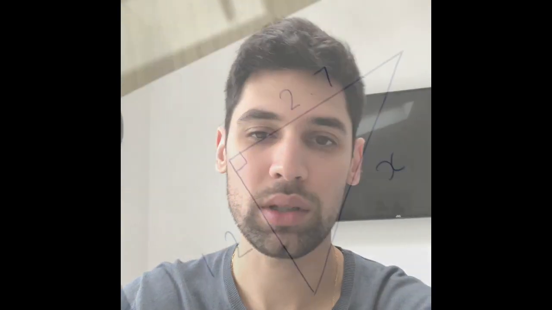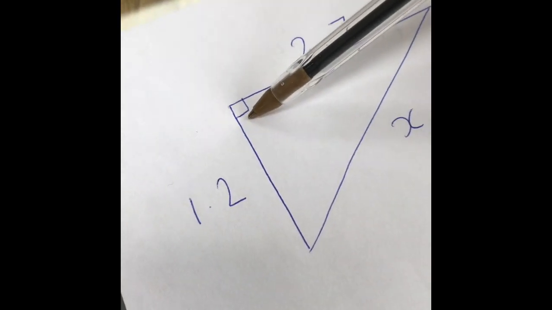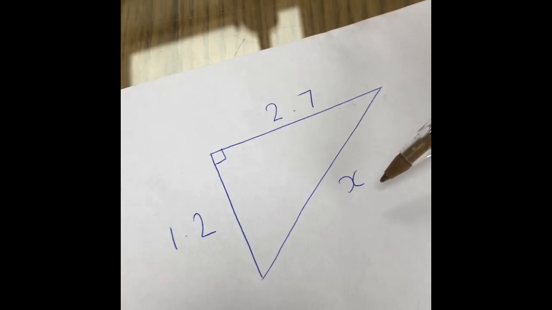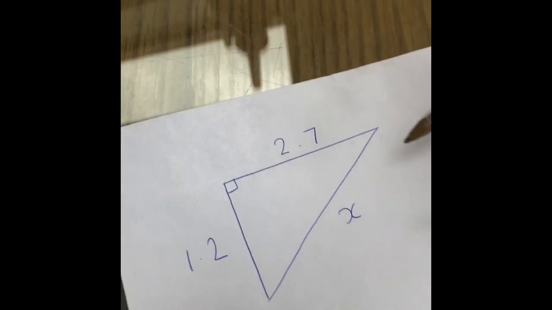So on TikTok, I went through the very basics of Pythagoras, but on here, I'm going to go through some slightly more complex ones, just with some awkward numbers. As we know, Pythagoras can only be done on right angle triangles, so you need to see this right angle. Now, we're looking for the longer side, so that means we're going to be adding. So that's going to be 1.2 squared plus 2.7 squared.